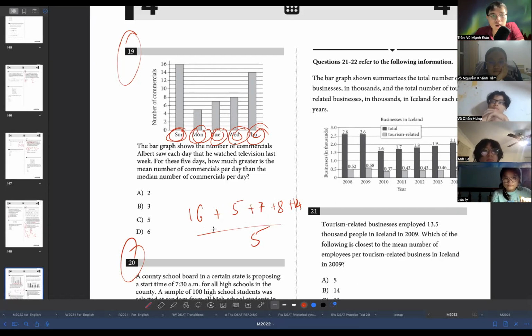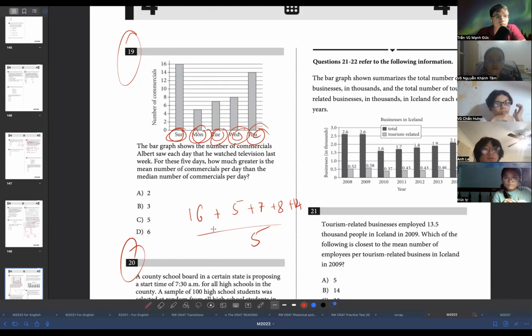Wednesday. Let's see. How did you come about Wednesday as the median? Because it's the third number. Number of commercials. Let's see. Wednesday is not really the third number, is it? I can clearly see that Tuesday is the middle number. Why did you choose Wednesday?